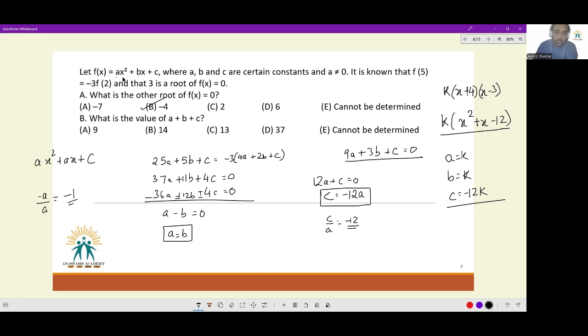But what precisely is the quadratic expression? It will depend on what additional coefficient we have outside of the brackets. And therefore, the answer to the second question within this set is going to be option E, cannot be determined.